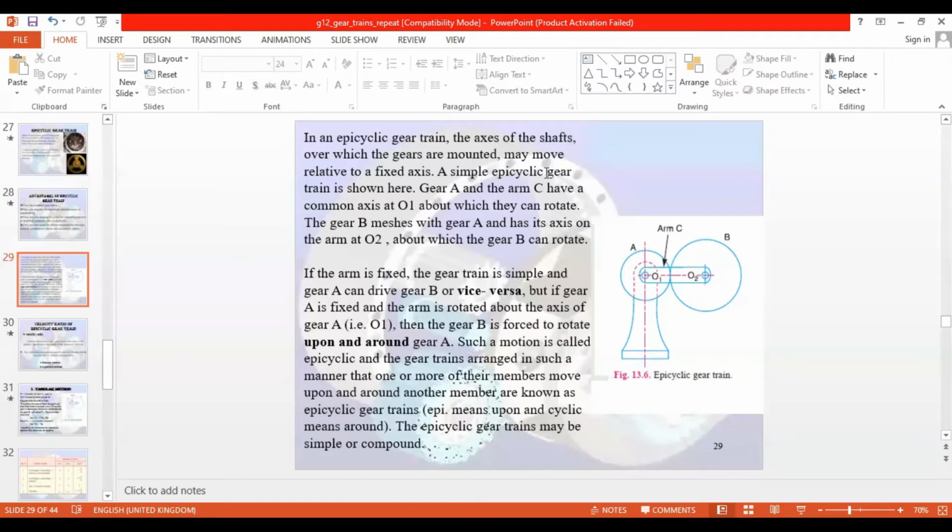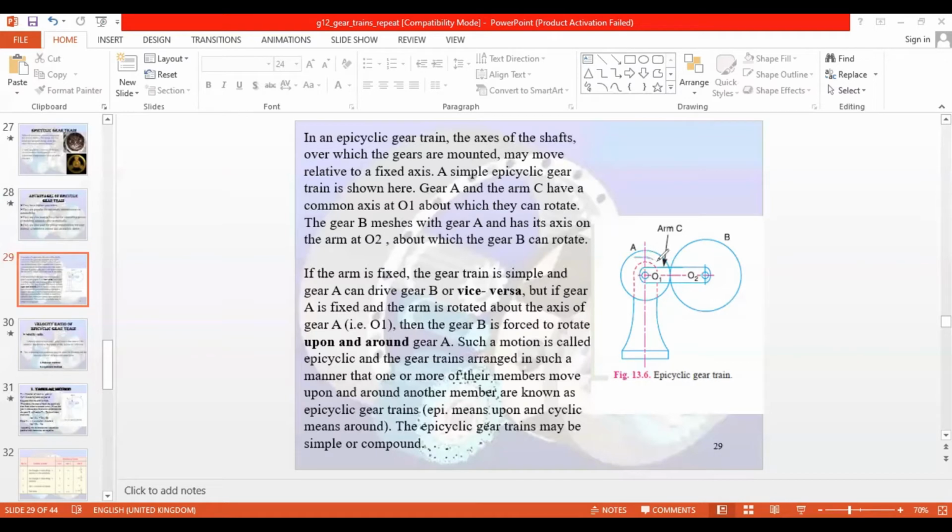A simple epicyclic gear train is shown here. Gear A and arm C have a common axis at O1, about which they can rotate. So we know this is arm C and this is gear A. If A rotates, it will rotate about this O1. If C, this arm, is rotating, then it will also be rotating about O1.